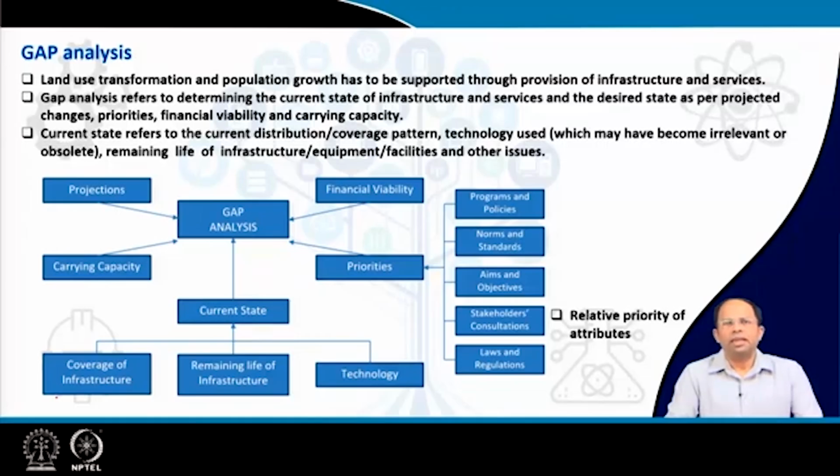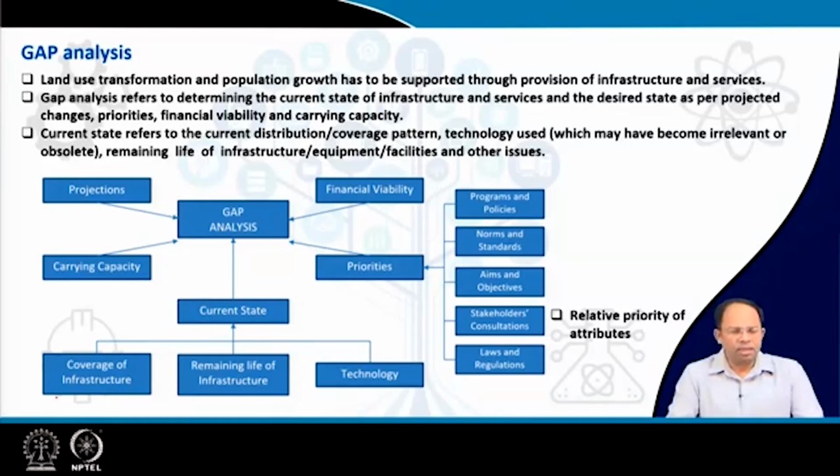So, gap analysis. In urban services or municipal services planning, gap analysis is one of the most important steps. Now, as we have discussed, any kind of land use transformation and population growth has to be supported through provision of infrastructure and services. In the last lecture, we talked about how population and land use growth for an urban area is estimated. But once we have estimated that, we have to determine what sort of service provision or infrastructure provision needs to be provided to account for this excess growth, both in terms of land use and population.